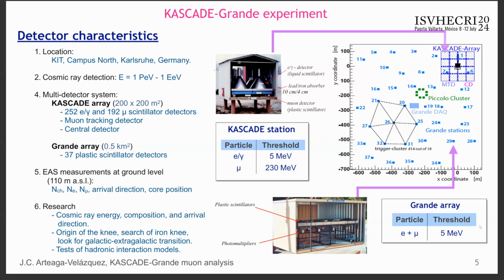There was several research regarding cosmic rays. For example, we studied the energy spectrum. There are several interesting results about the composition, also about the arrival direction of these particles from the sky. We also got information about the knee, the iron knee. We looked also for the galactic-extragalactic transition, and we also performed some tests of hadronic interaction models like the one that we are going to present here.